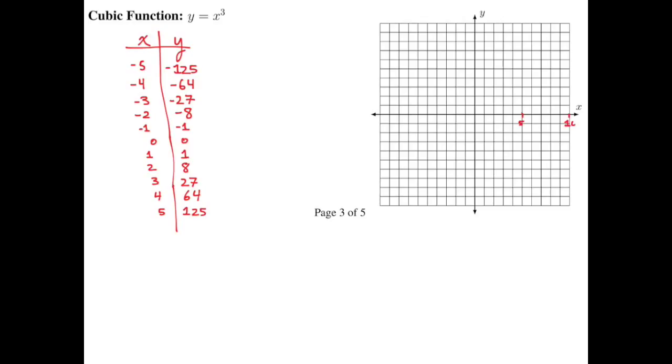So when you make your scale, the x's can still go by 1s. I went by 10s on the y's. You could do something different if you want. That still won't get me all the way up to 125, but it will get me most of the information that's going on here. Make the dots, boom, boom, boom.